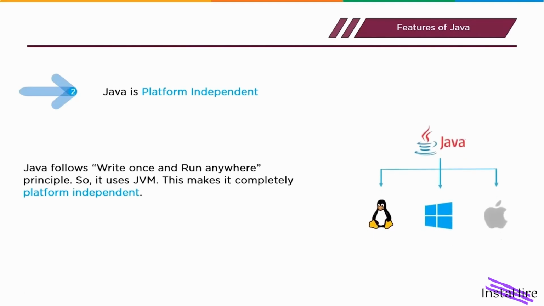So the second feature has to say that Java is completely platform independent. So Java follows the write once and run anywhere principle. So it uses the JVM, or the Java Virtual Machine. This makes it completely platform independent. How? Yes, I'm going to explain that concept.